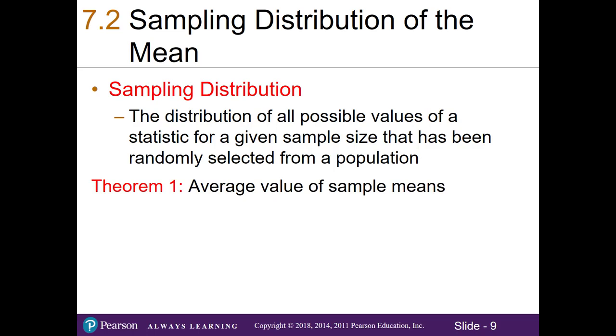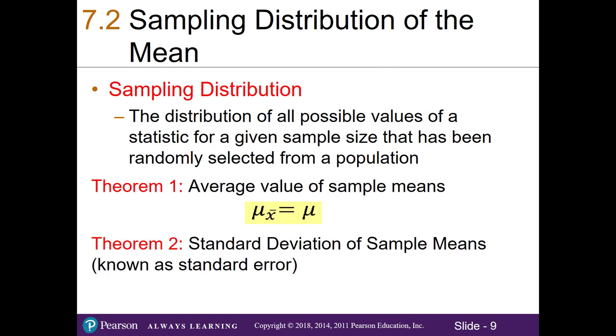So the first theorem is regarding the average value of our sample means. In other words, for any population, if I took all of our possible sample means and I calculated the average value of them, it's going to be the same as our population mean. Because if I'm studying every possible sample in the population, it's the same as studying the entire population itself. So we can write that our mu of our sample mean is the same as our mu of our population mean.